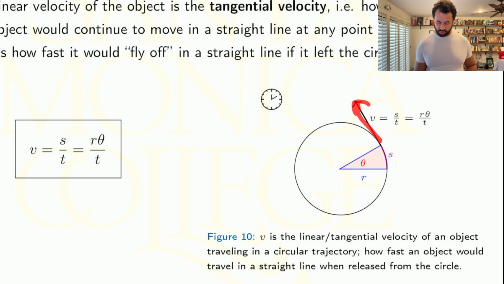Okay. And it's going to go, pew. So imagine the object flying off. If you want to know how fast it flew off, that's what it is. That's the tangential velocity. That's it.